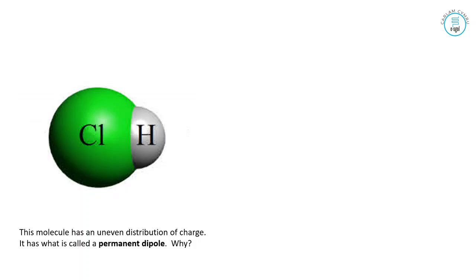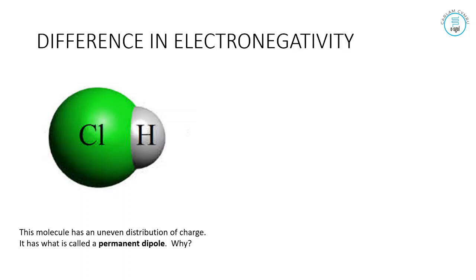So the first one is this molecule. This has an uneven distribution of charge. And we say that it's a polar molecule, and the bond between this hydrogen and chlorine, which hopefully you know is covalent, would be described as a polar bond. So why has it got an uneven distribution of charge, and what's going on to cause that? Well, it's the difference in their electronegativities. There's a sufficient difference that the electrons are being pulled towards one of these atoms more than the other, and hopefully you know which atom the electrons are being pulled towards.